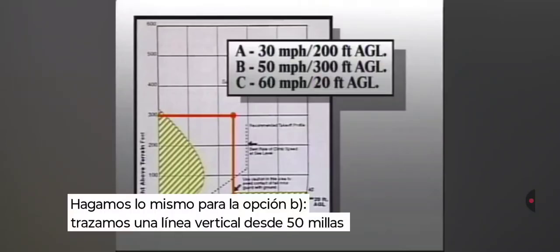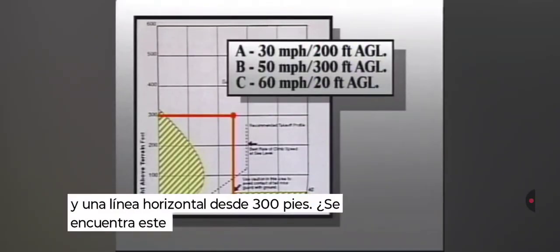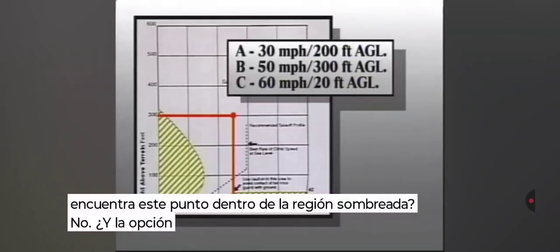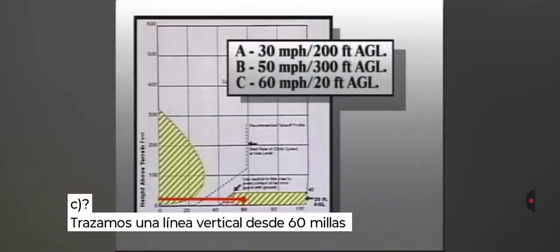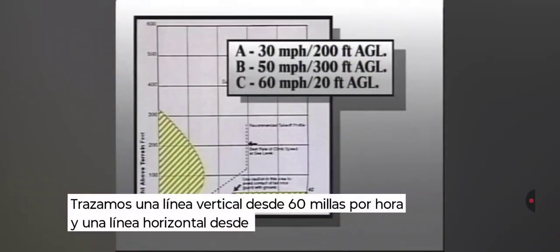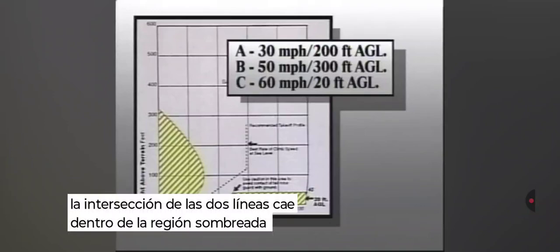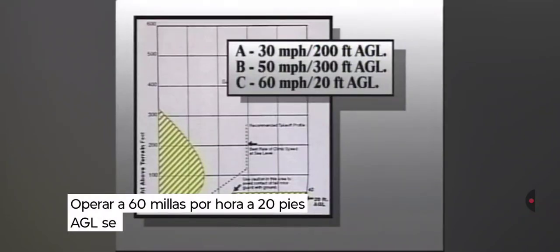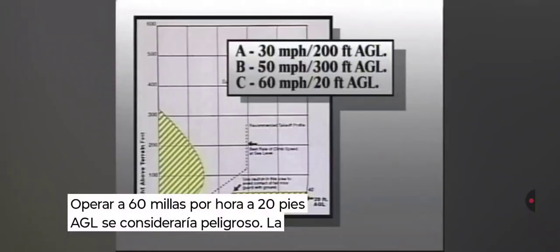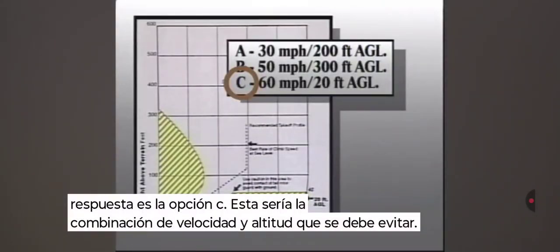Do the same for B. Draw a line up from 50 miles per hour and a line over from 300 feet. Does this point lie within a shaded region? No again. How about C? Drawing a line up from 60 miles per hour and a line over from 20 feet, we see that the intersection of the two lines falls within the lower shaded region. Operating 60 miles per hour at 20 feet AGL would be considered dangerous. Response C would be the airspeed-altitude combination to avoid.